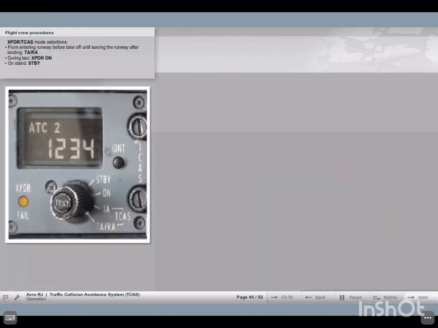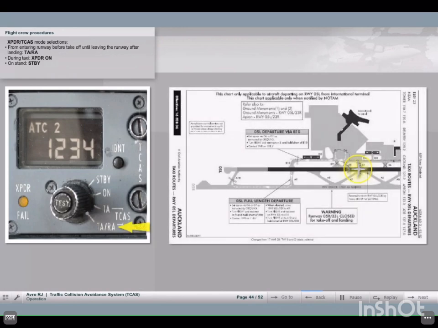From entering the runway before takeoff until leaving the runway after landing, the transponder and Tcas shall be selected to TARA, which provides full functionality. During taxi on ground, some airports and operators instruct flight crews to switch Mode S transponders to on. For this, please check your manuals. Anyway, at the parking stand, the system must be set to standby.